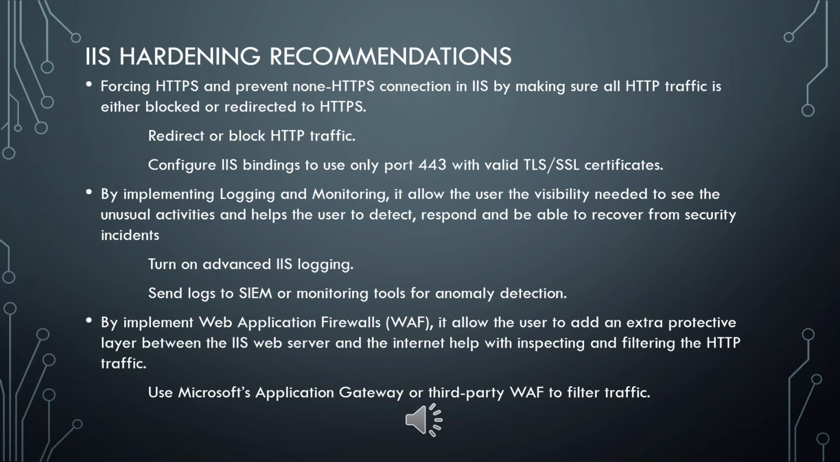Moving into our next slide of IIS hardening recommendation. To harden IIS, the first step is to force HTTPS and prevent non-secure HTTP connections. We do this by redirecting or blocking HTTP traffic and configuring IIS binding to use only port 443 with a valid TLS or SSL certificate.